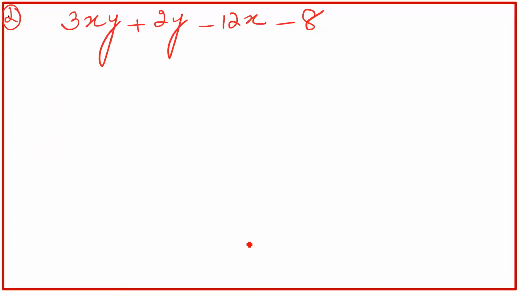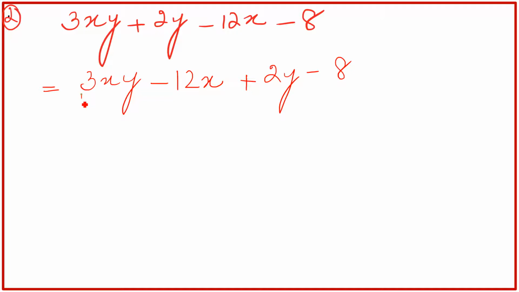Moving on to the second question, it is 3xy plus 2y minus 12x minus 8. Again, the first step is whether we can take anything common or not. No, we cannot take anything common. Second, we will make the arrangement. So see, 3xy, and then we can take minus 12x here, plus 2y minus 8.